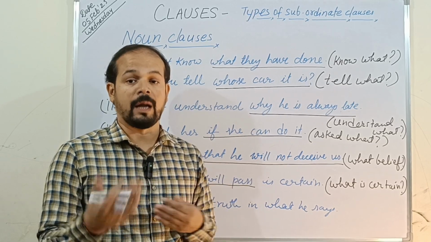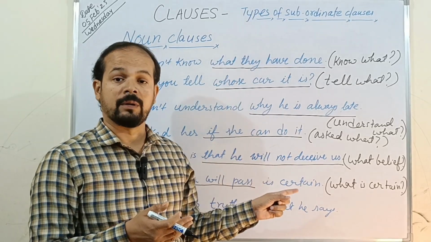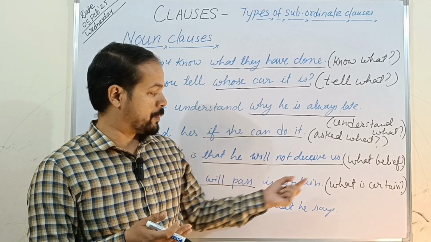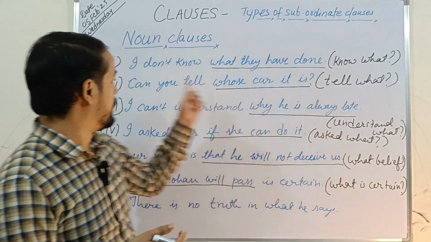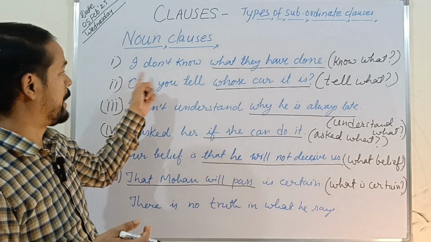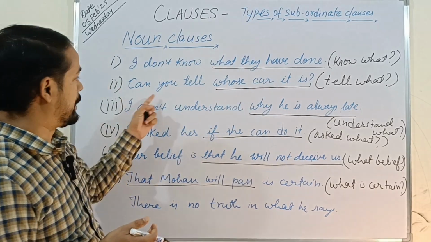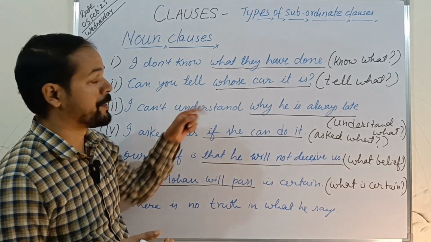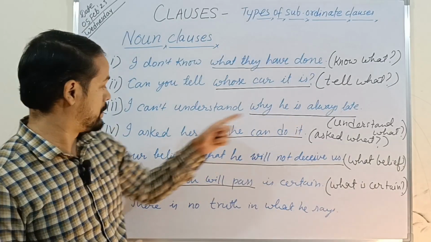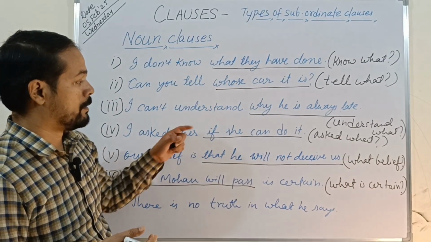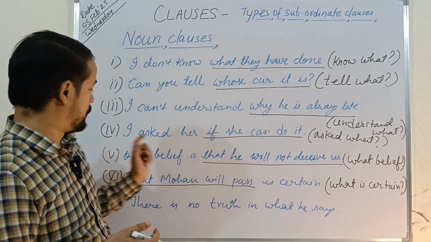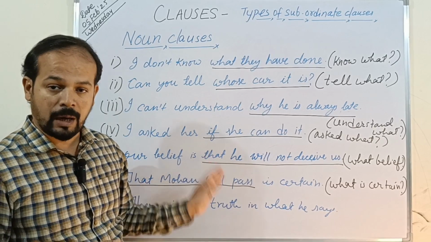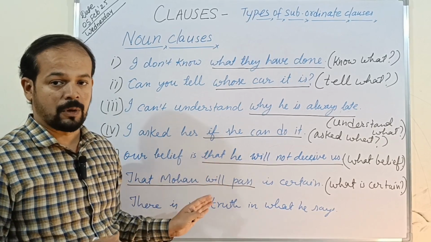And if it is working for a noun, and I have told you the way to find out the noun clause, you should simply ask yourself the question, as I've written over there, starting with the first sentence. I don't know. Know what? Can you tell? Tell what? Third sentence, I can't understand. What you can't understand? Understand what? I asked her. Ask what? So all these underlined subordinate clauses are working for noun. Hence they are noun clauses.